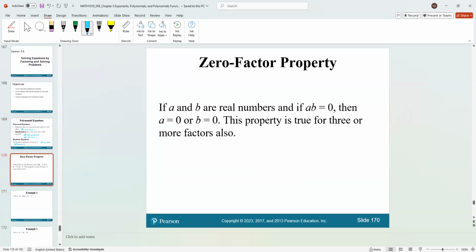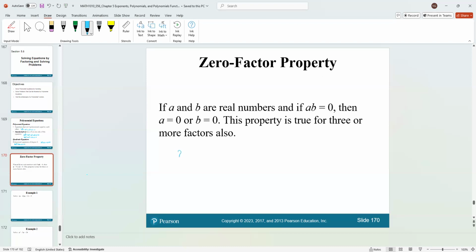A solution of a polynomial equation in one variable is the value of the variable that makes the equation true. The method presented in this section for solving polynomial equations is called the factoring method. This method is based on the zero factor property. If A and B are real numbers, and if AB equals zero, then A equals zero or B equals zero. This property is true for three or four or more factors.